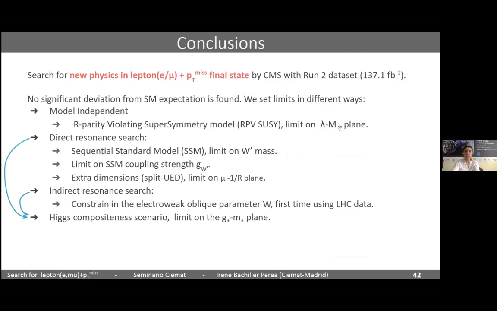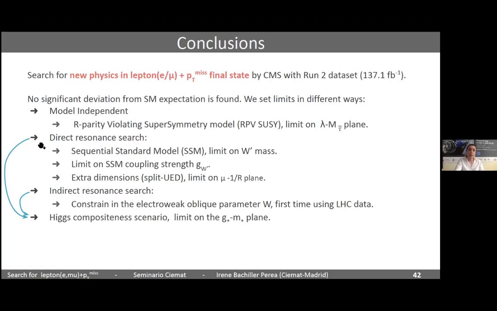We search for new physics in the lepton, either electron or muon, plus missing PT final state with the CMS experiment, using the run 2 dataset, that is 137 inverse femtobarn. We didn't find any significant deviation from the standard model expectation. Therefore, we set limits in different ways. We first set limits in a model-independent way, without using any model, and from this one we derive the R-parity violating supersymmetry model, that sets limits on the plane of the coupling versus lambda or the mass of the stau.